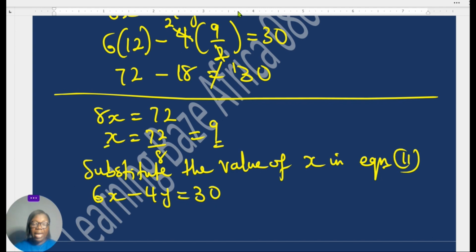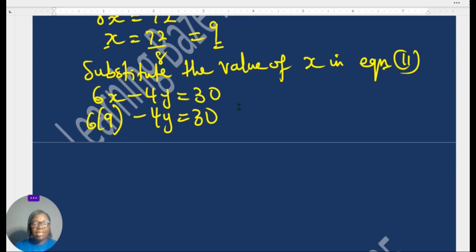Wherever you find x, replace with 9. So that will be 6 into bracket 9, that's 6x, minus 4y equals 30. So what is 6 times 9? 6 times 9 is 54. So we have 54 minus 4y equals 30.